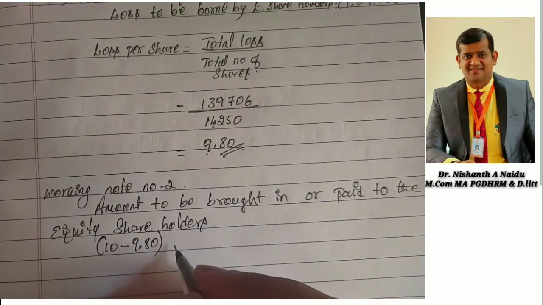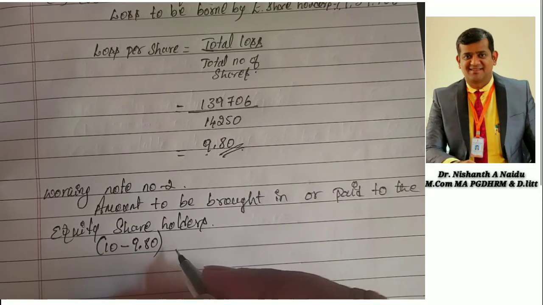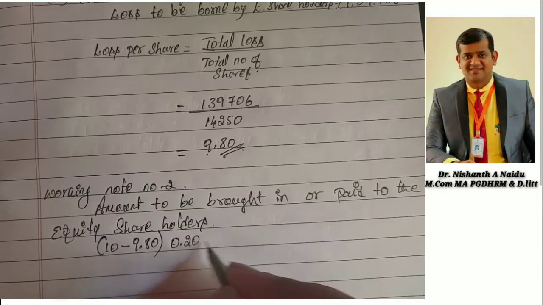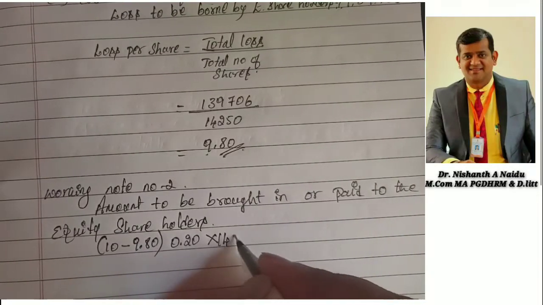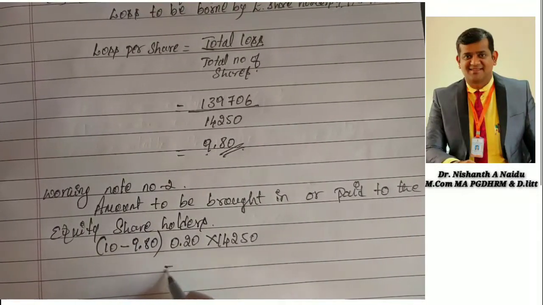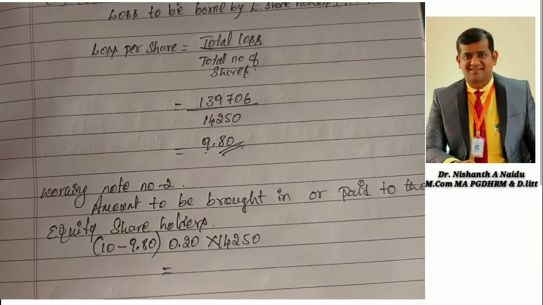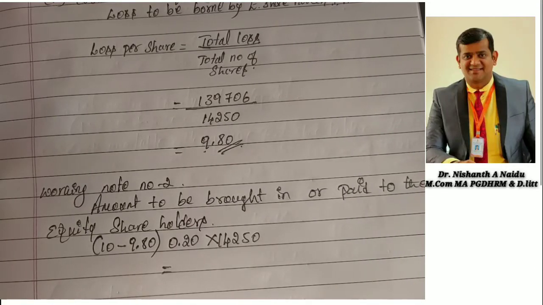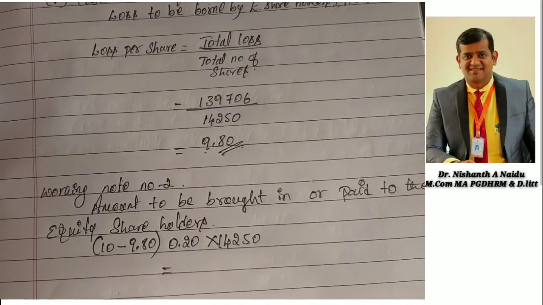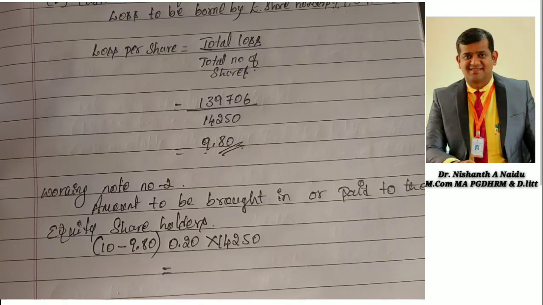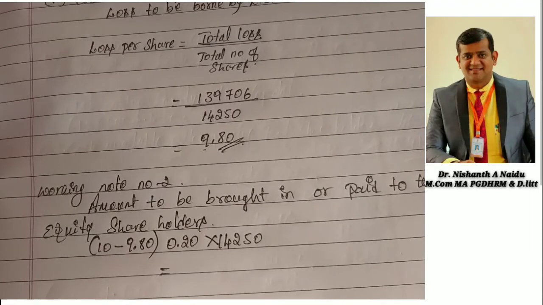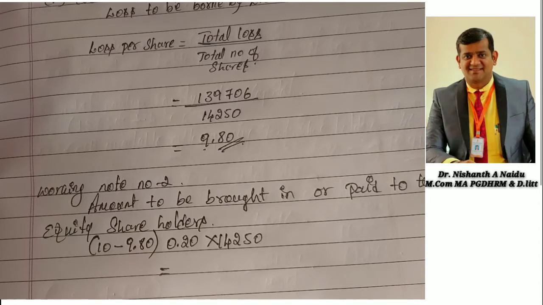So the difference is 20 paise, 0.20 into 14,250. If you do that, 0.20 into 14,250, how much are you going to get? Somewhere we have made a mistake. Let us rectify.